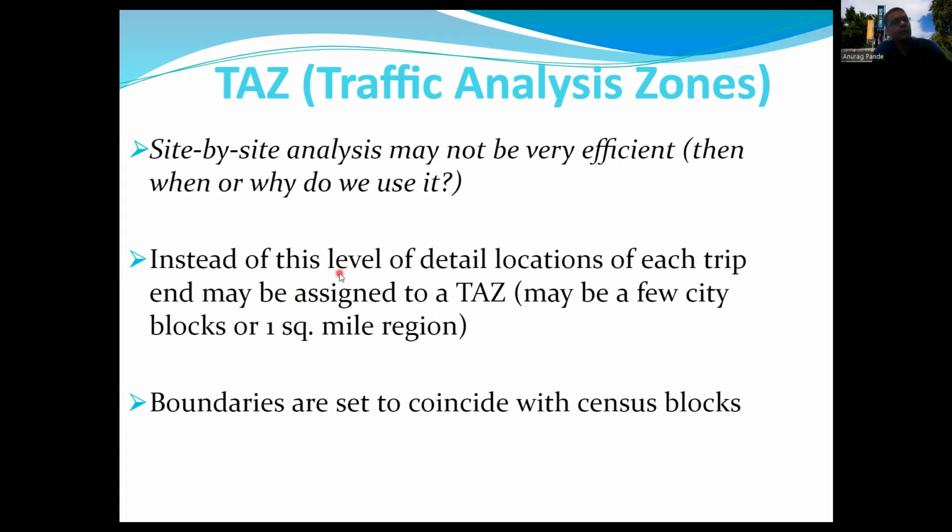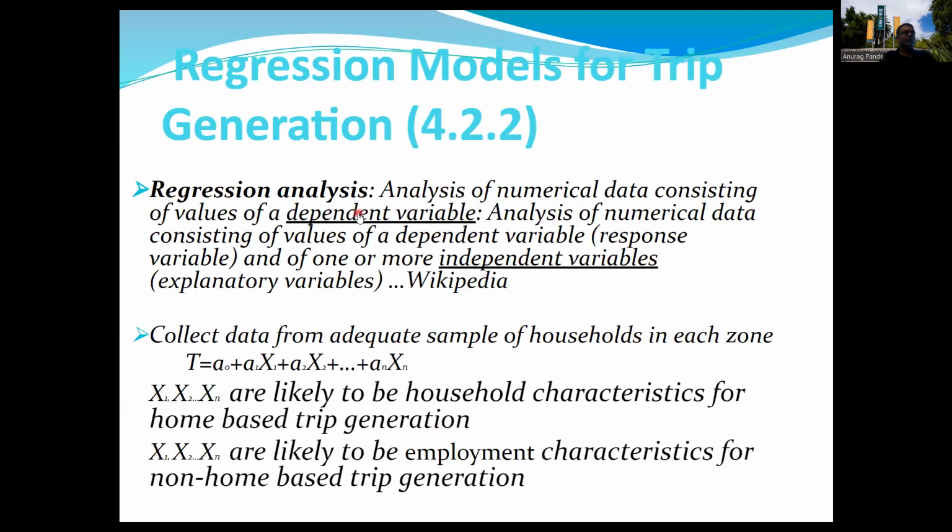Instead of detailed locations, each trip may be assigned to a TAZ, maybe a city block or a 1 square mile region, or boundaries are set to coincide with census blocks. And that is the most common thing that we do. Then based on the characteristics of that census block, we can rely on what we call the regression analysis.